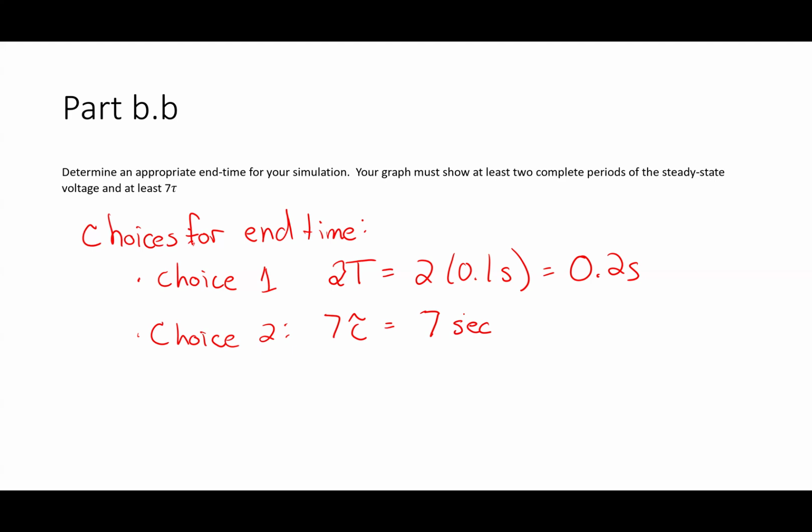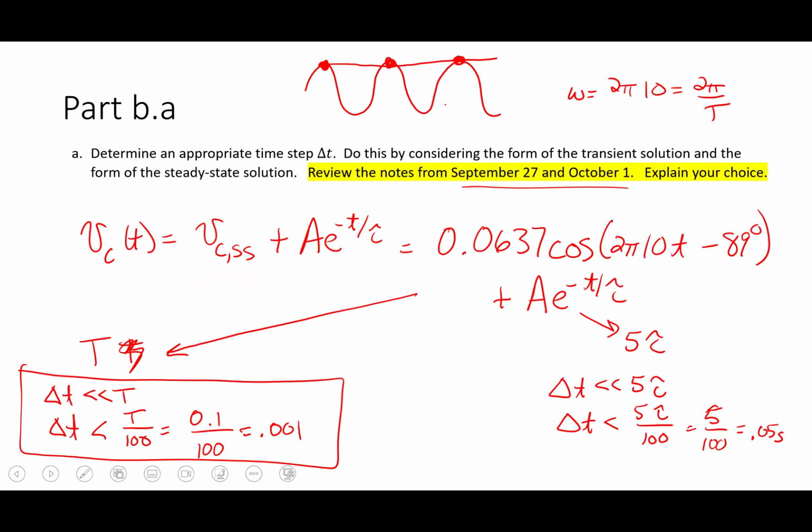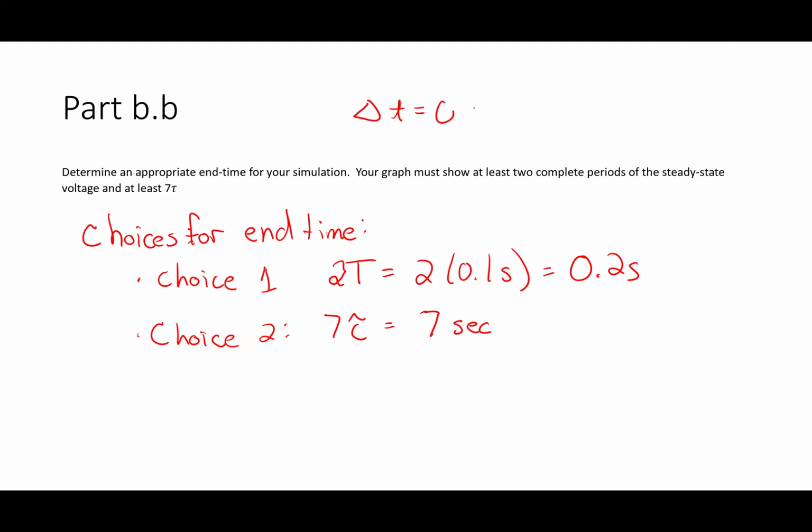7τ. Okay. So we said previously, my delta t, I ended up choosing 0.001 seconds. Right? So my delta t is 0.001 seconds. So in my code, I would define a variable delta t and I would call it 0.001. And then I would say my time vector is going to be what? How would I write my time vector?